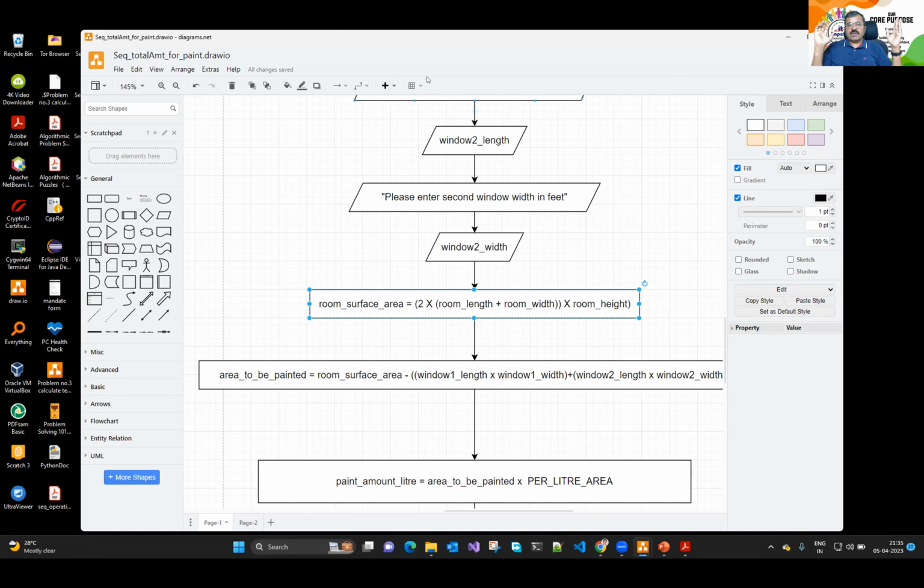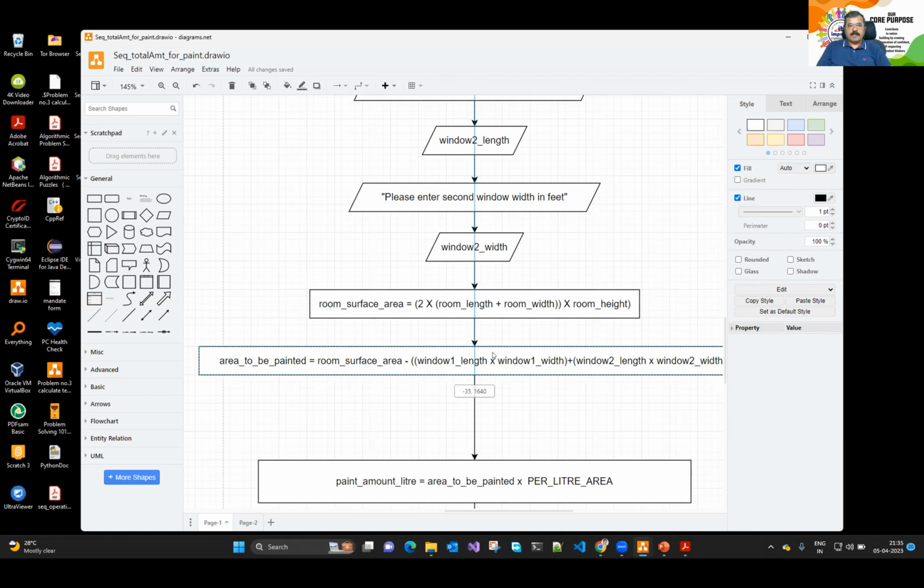For the opposite facing wall, what do you need? For the first wall you need the length into height, and for the second you need width into height. So this formula is correct, I think. I think this formula is correct. And if it is not correct, just prove to me it is wrong.